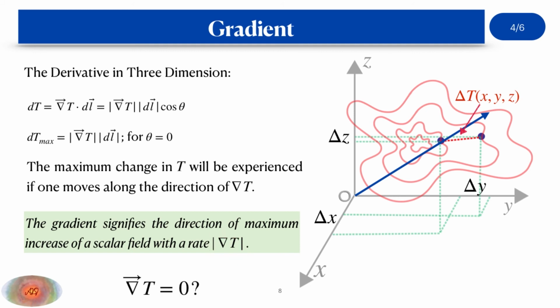Then what is the significance of the gradient of T, or the scalar field, being equal to 0? The significance is that the scalar field is a constant field. It is not varying along any direction. It is absolutely a constant field.